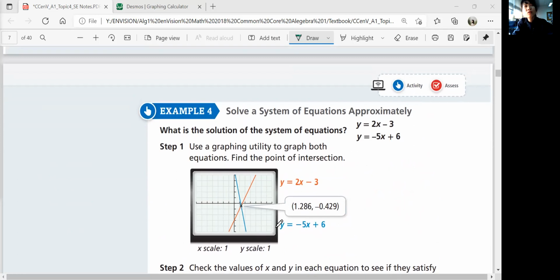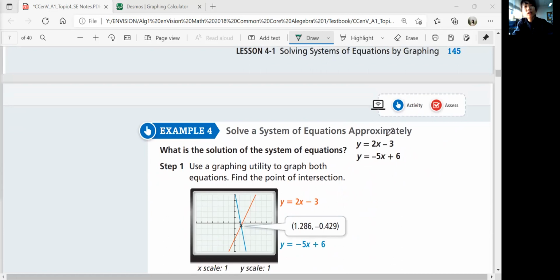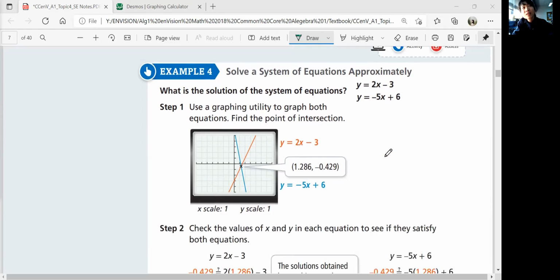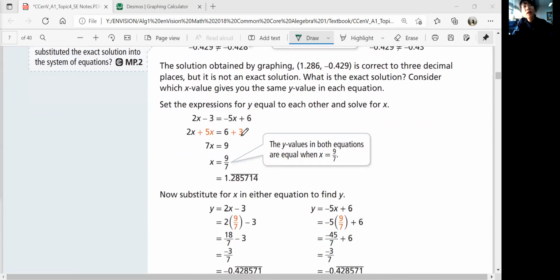So how do you solve by algebra instead of graphing? You set the two equations equal to each other. When they have the same point, that means their y values are going to be the same, and x values are going to be the same. When the two y's are the same number, then 2x minus 3 has to equal negative 5x plus 6, where x is also the same number, right? So we're going to set them equal to each other and solve for x.